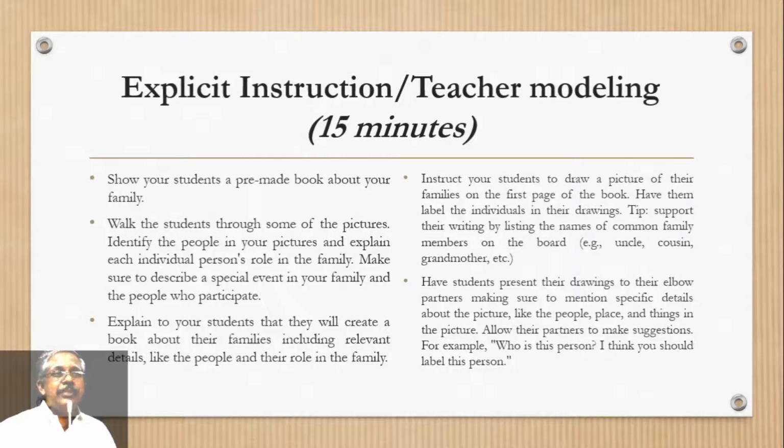Example: uncle, cousin, grandmother, etc. Have students present their drawings to their elbow partners, making sure to mention specific details about the picture like the people, places, and things in the picture. Allow their partners to make suggestions. For example, who's this person? I think you should label this person.